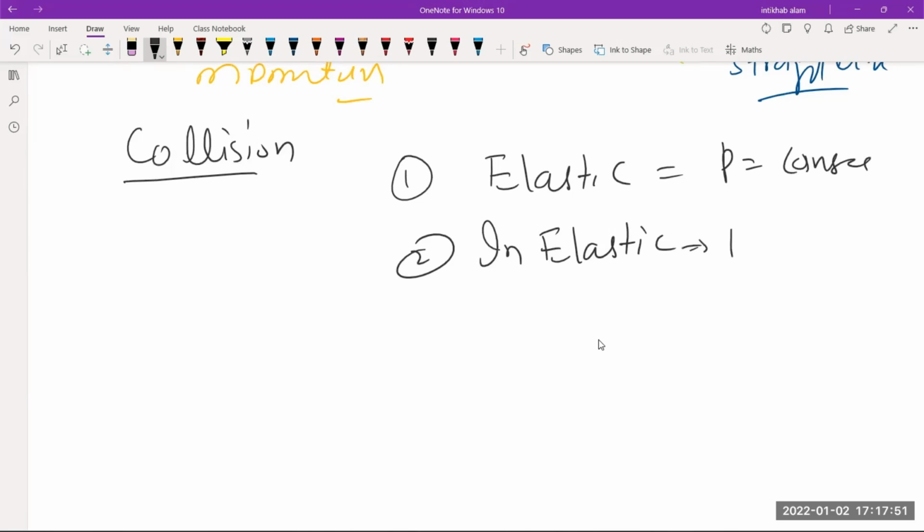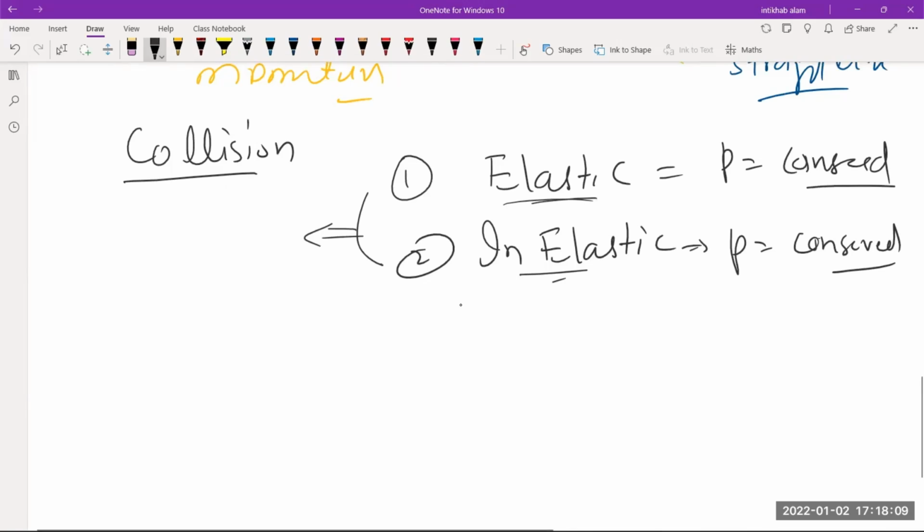If it is inelastic, momentum is still conserved. So whether elastic or inelastic, the law of conservation of momentum means total momentum before collision and after collision are always similar. But in inelastic collision and elastic collision, there is one quantity which is not conserved, that is the kinetic energy.